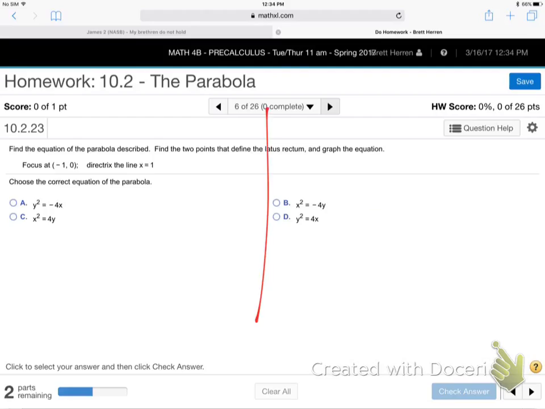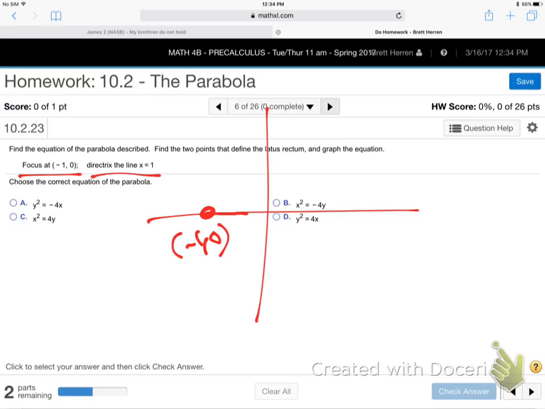Okay, so again, I'm drawing pictures on all these. Pictures are not required, but I think they're super helpful. I would suggest you do that. All right, find the equation of the parabola. Find 2 points that define the latus rectum. Oh, we'll get to that. And graph the equation. All right, focus is at minus 1, 0. I'm going to make it even bigger, I think. Focus is right there, minus 1, 0.